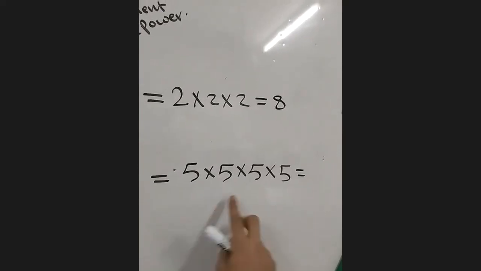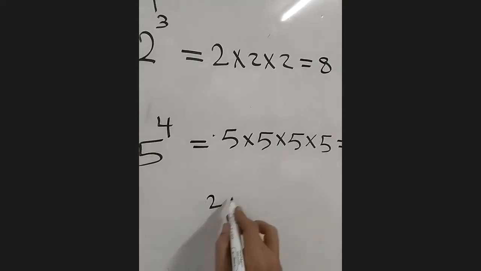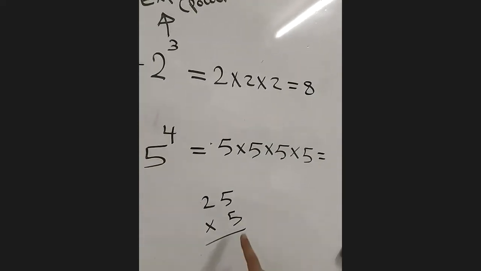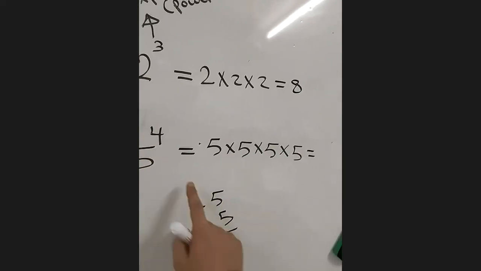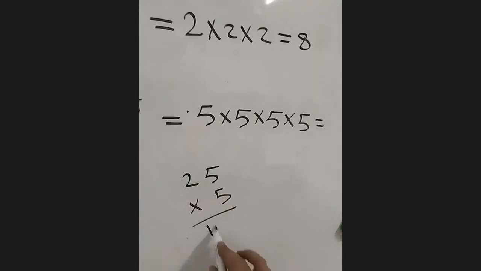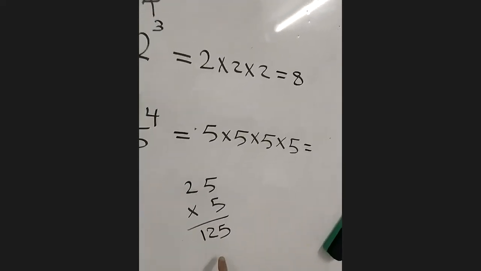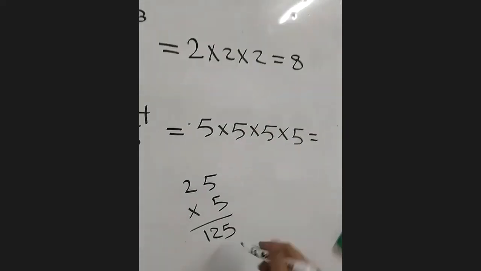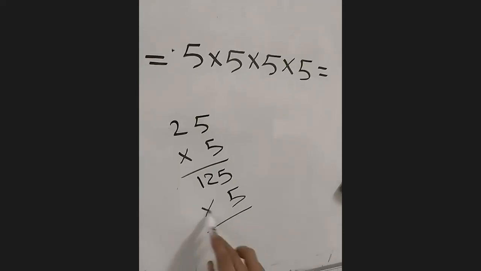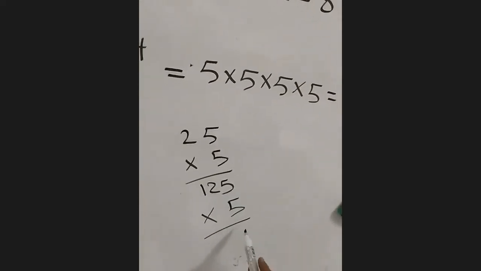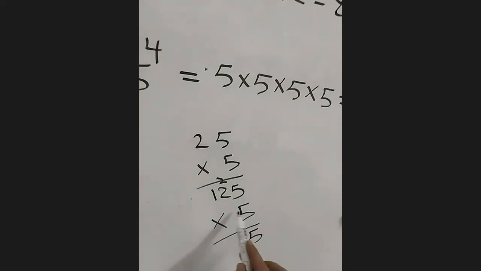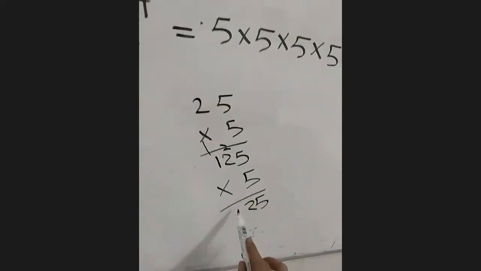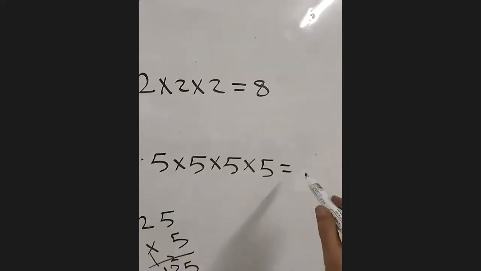Here, for example, 5 multiply 5, 25. 25 multiply 5, we do normal multiplication as you did in grade 4. Let's remember together. 5 by 5, 25, write 5, carry 2. 5 by 2, whatever. It will be 125. Now, 125, for the first 3, multiply with the fourth number here, which is 5. So I'll multiply more with 5. 5 times 5, 25. 5 times 2, 10, with 2, 12. 5 times 1, 5, with 1, 6. So the answer is how much?